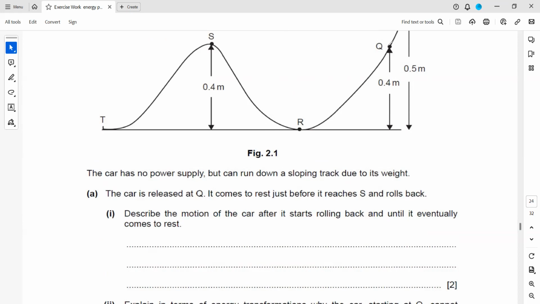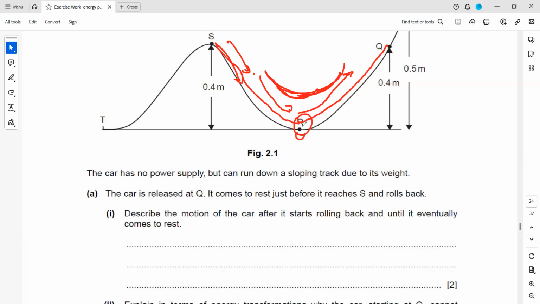We release a car from Q, it moves towards R, then it stops at S and then it rolls back. We have to explain how the car will move when it rolls back. So what will happen? When this car is moving from S to R, it will accelerate. And when it is moving from R to Q, it will decelerate, and it will repeat its motion. Eventually, it will stop at R.